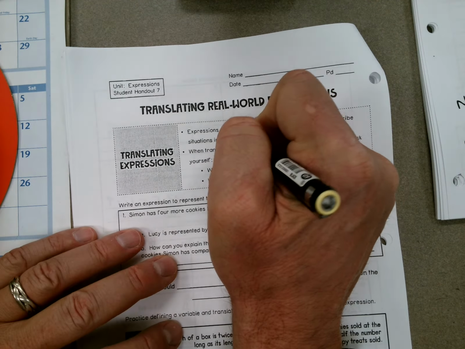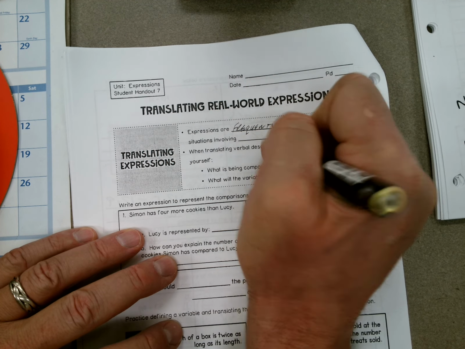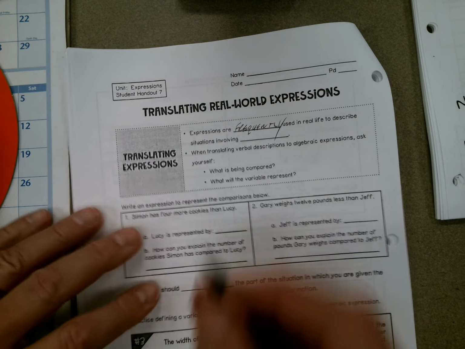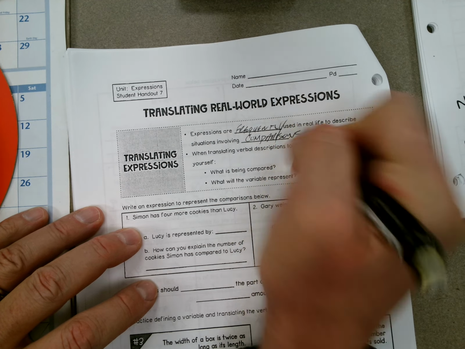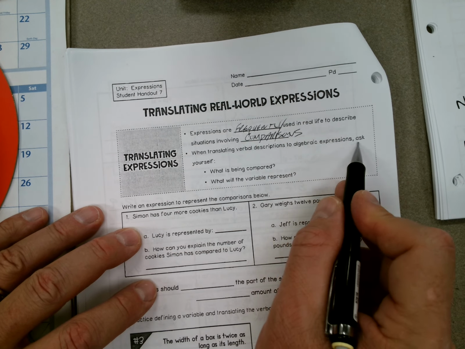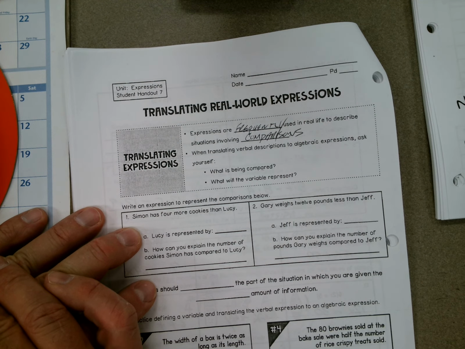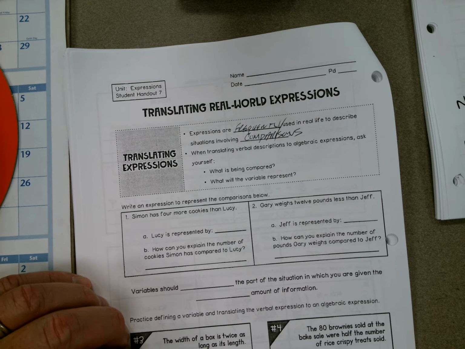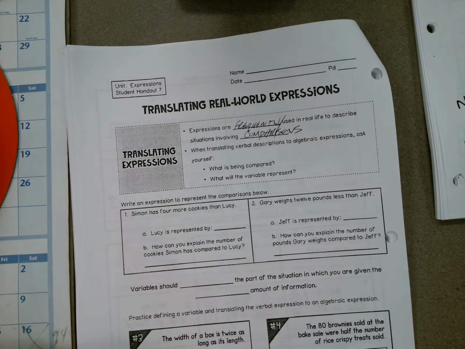Expressions are frequently used in real life to describe situations involving comparisons. So, when translating verbal descriptions to algebraic expressions, ask yourself, what's being compared? You have to ask yourself, what two quantities, or multiple, are you looking at? And then, what is the variable going to represent? And as you see how all this fits together, we do all these problems together.